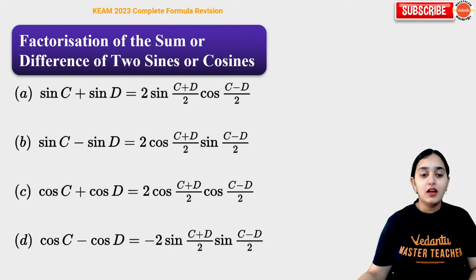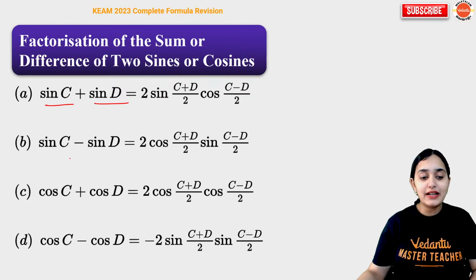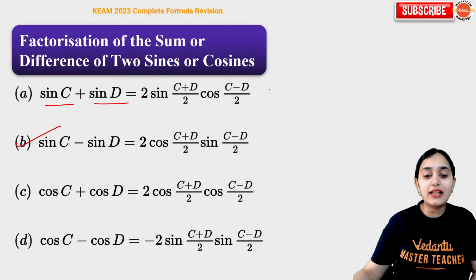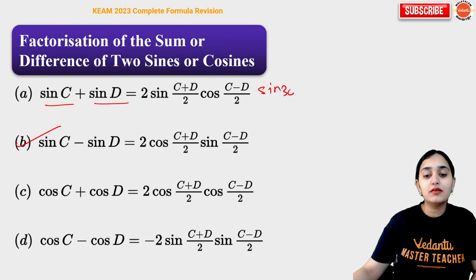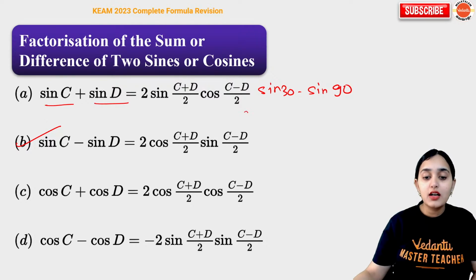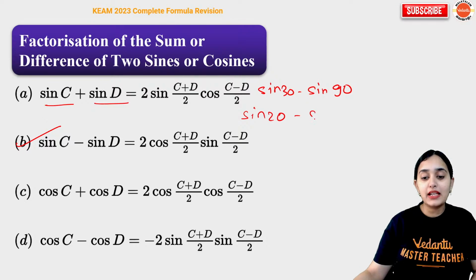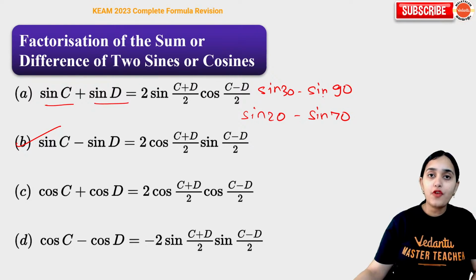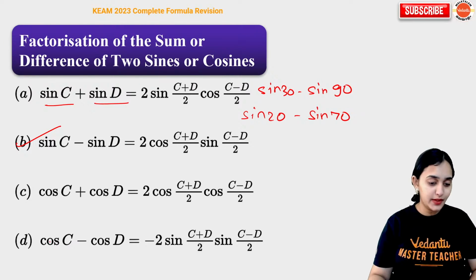Okay. Next, what is sine C plus sine D, sine C minus sine D? So, it is like, what is sine 30 minus sine 90? Or, what is sine 20 minus sine 70? So, for such type of question, these formulas will be used.